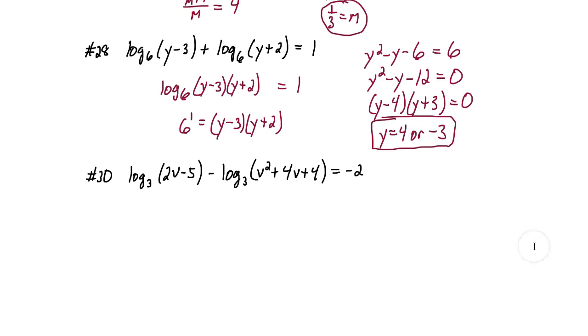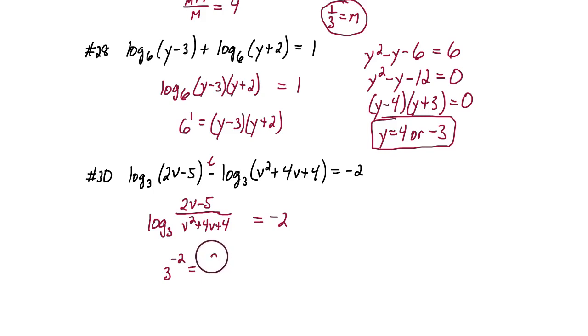Number 30, let's condense on the left side. When this is a subtraction, you create division in your arguments. Now solve the logarithmic equation by exponentiating. The base of the log is 3. So 3 to the negative 2 is equal to (2v minus 5) over (v squared plus 4v plus 4). 3 to the negative 2 is 1/9.